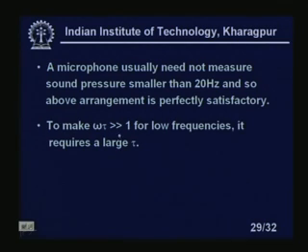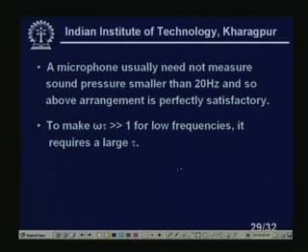To make omega tau much greater than 1 for low frequency, it requires a large tau. So, how can I make omega tau much greater than 1? At low frequencies, the only possibility is that tau will be much greater than 1, only then will omega tau be more than 1. If it is more than 1, then the input output relation, E naught by di, will be approximately equal to k, is it not?